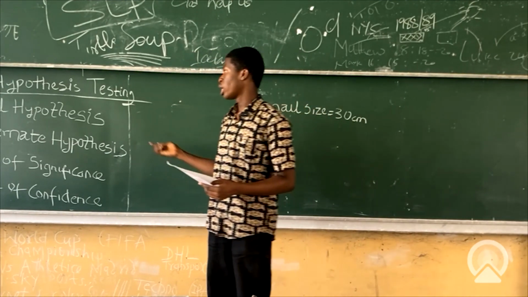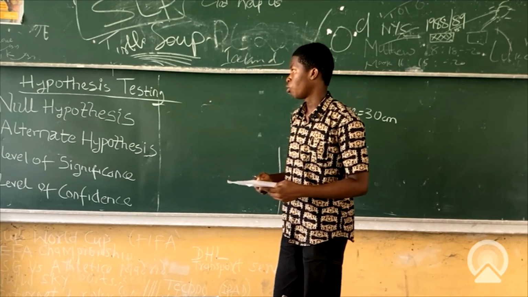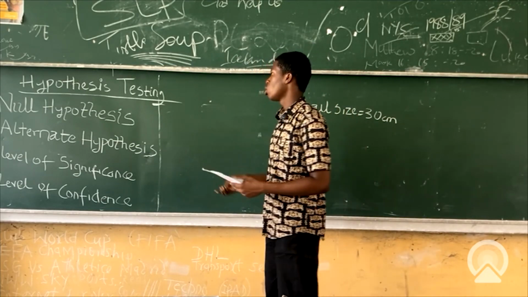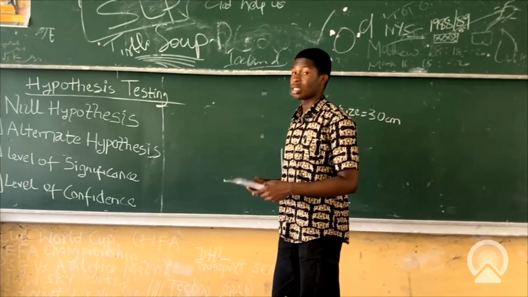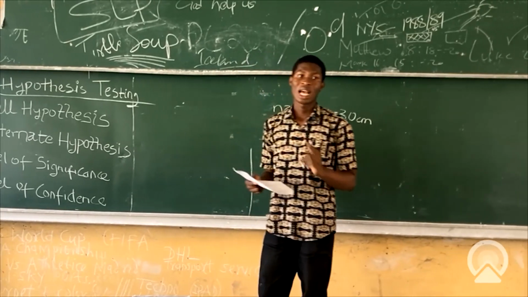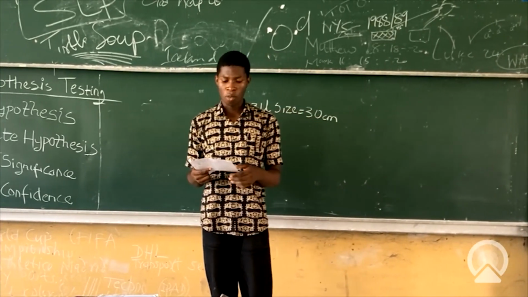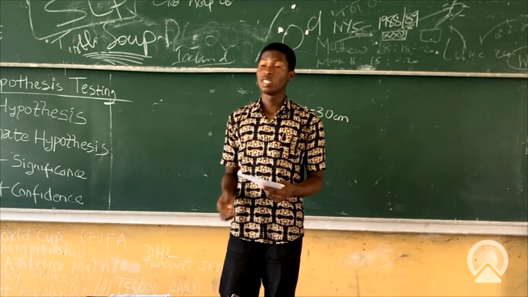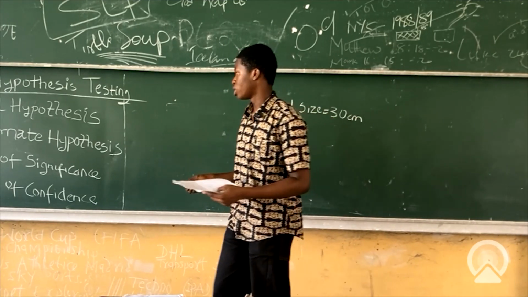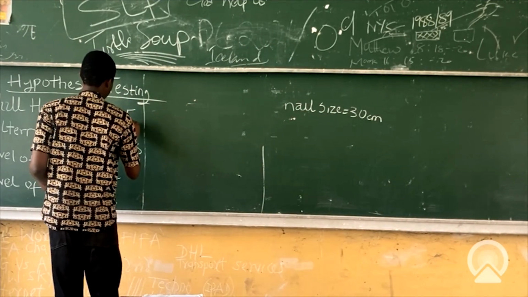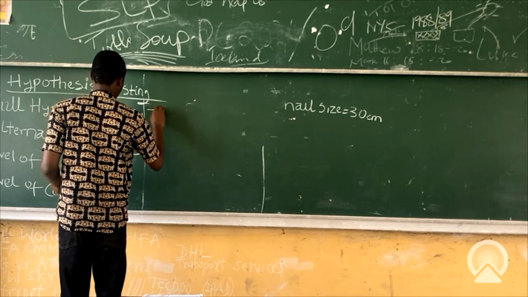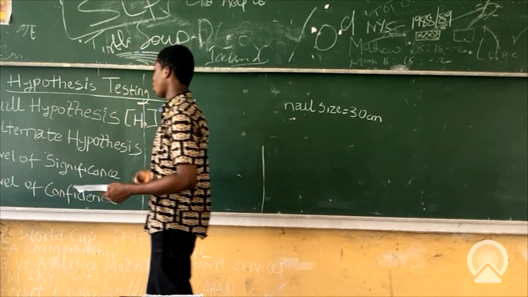So we are going to be looking at key parameters involved in hypothesis testing. We'll be looking at the null hypothesis. This is basically the assumed or standard mean, which is being accepted. It is represented with the symbol H0. So this is what we use to represent a null hypothesis.